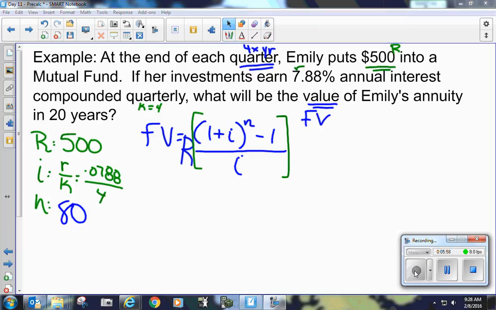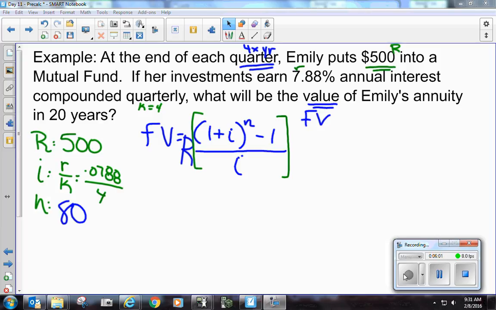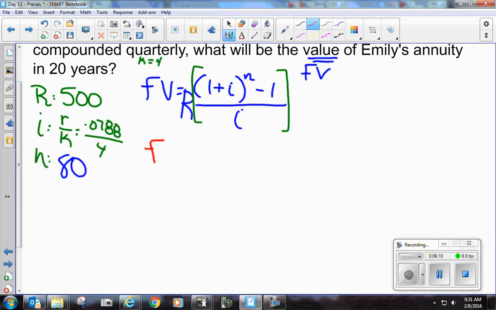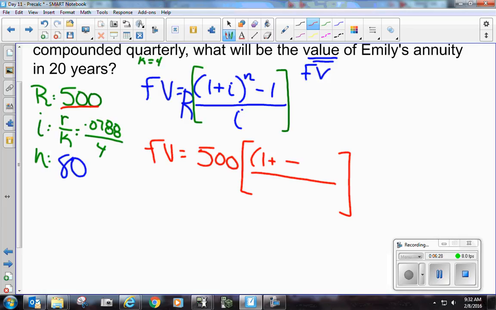So I will stop. I'll let you guys plug this in so you get the answer, and then we'll go. All right. Let's see who got what answer. Let's see if you guys did this right. Let's plug our numbers in. So my FV, my future value, is going to equal my R, which is 500, times, okay, big fraction here, 1 plus my I right here. It is 0.0788 over 4. All right, that is raised to the n, which is 80. And don't forget we subtract 1. All over I again, which is 0.0788 over 4. And that's it. You put it in the calculator just like that.